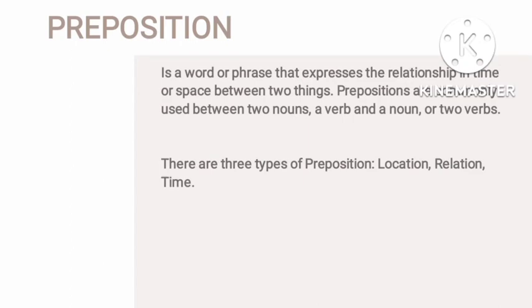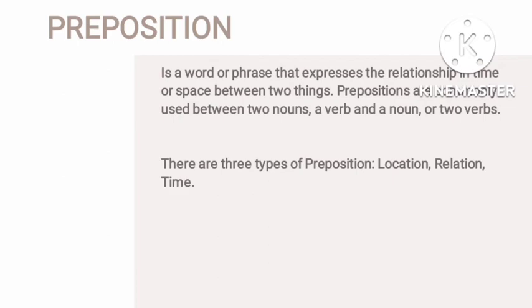The seventh lexical category I'm going to discuss is the preposition. A preposition is a word or phrase that expresses the relationship in time or space between two things. Prepositions are commonly used between two nouns, a verb and a noun, or two verbs.